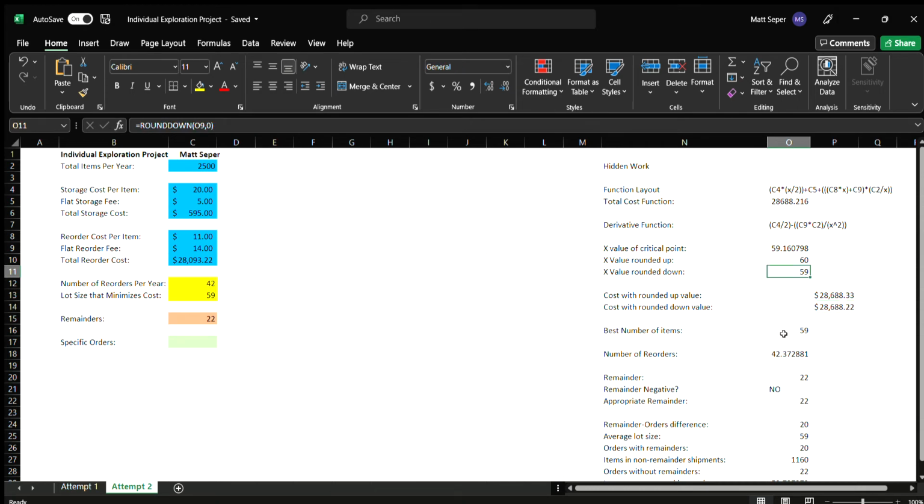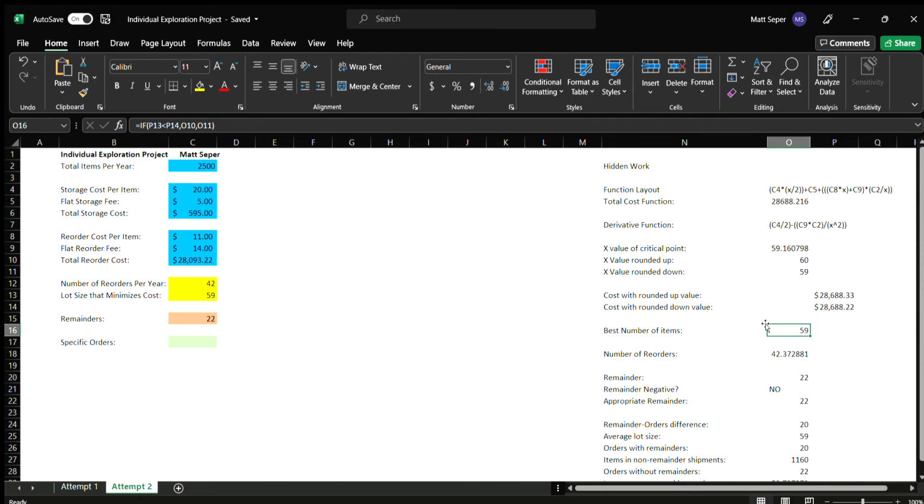And I created this best number of items section where I said if P13, so if this one's less than this one, then we want to select the value that gave me this one, which would be the one rounded up. But if this one is greater than this, then we want to select 59 because it is the lower value. So basically this just selects whatever the lower cost function is, and gives me the corresponding rounded value. And so then, great, I had the lot size and minimized inventory cost.